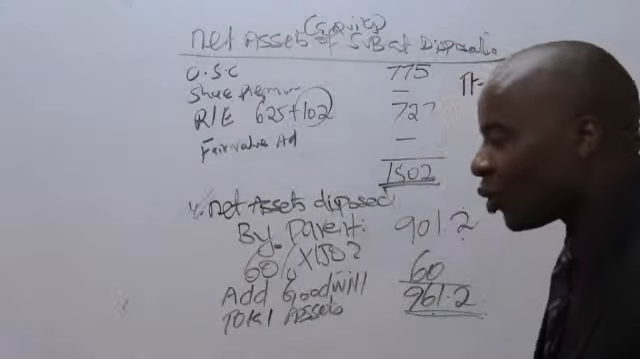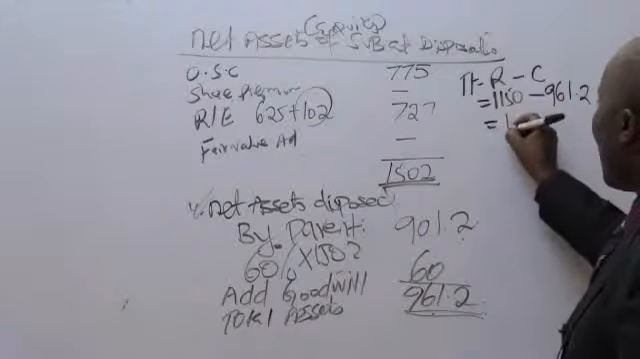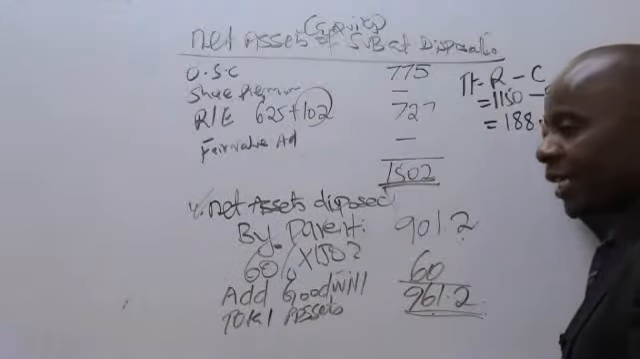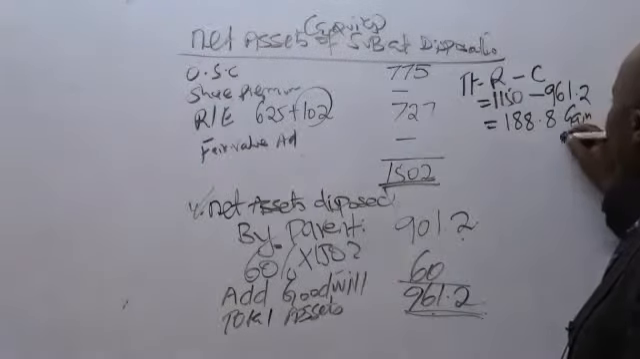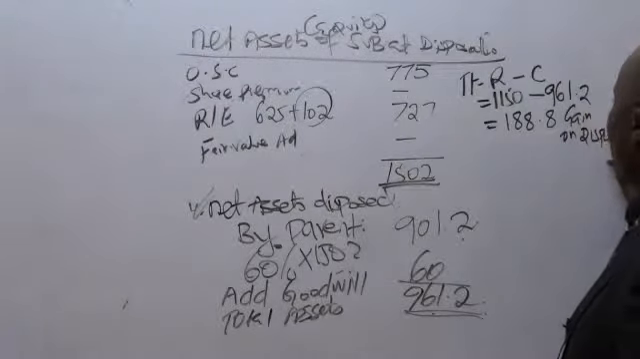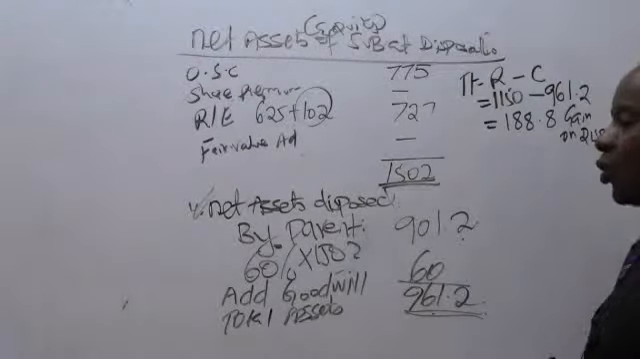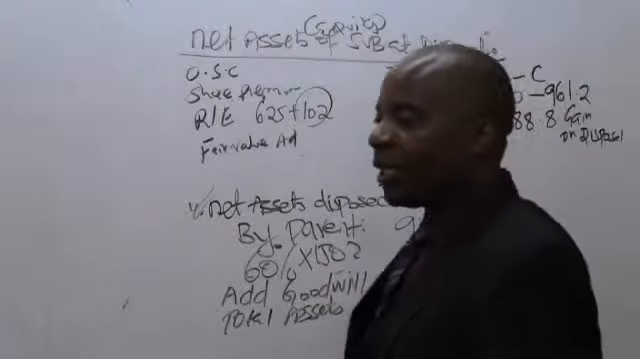So the gain on disposal, I'm being told, is positive 188.8, which is the gain on disposal.